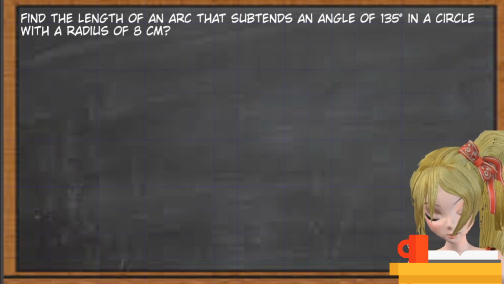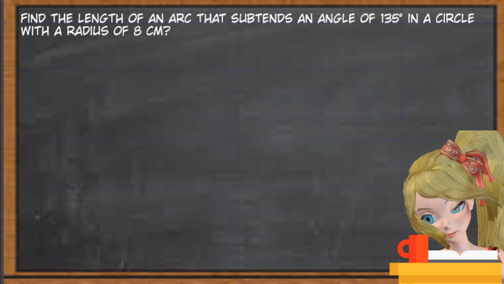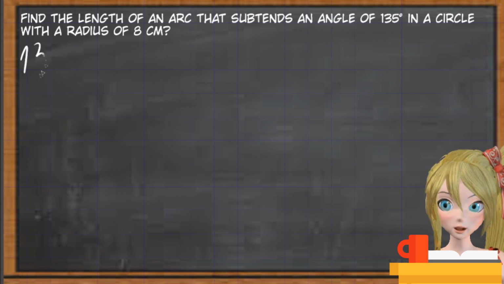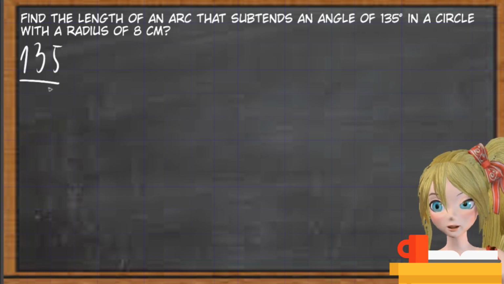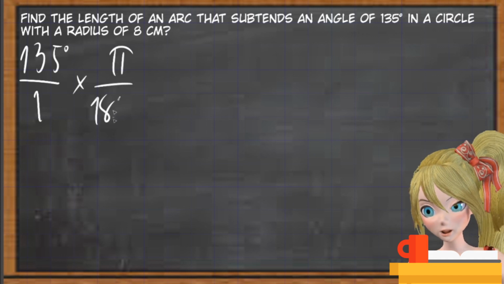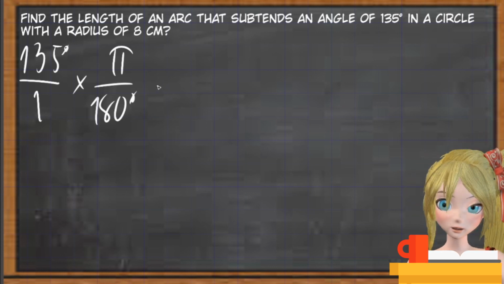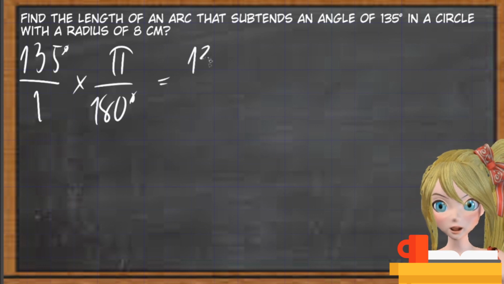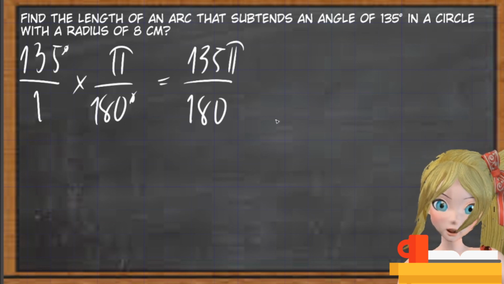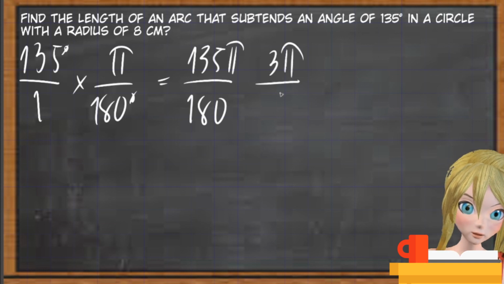So this is our second question, and we gotta find the length of an arc that subtends an angle of 135 degrees in a circle with a radius of 8 centimeters. So first we gotta put 135 degrees into radian measure. So 135 degrees over 1 multiplied by pi over 180 degrees. So then we just gotta cancel the degree measure. And now it's just a matter of simplification. So 135 pi over 180, of course. Can this still be simplified? And yeah, by the number 45. So it'd be 3 pi over 4.